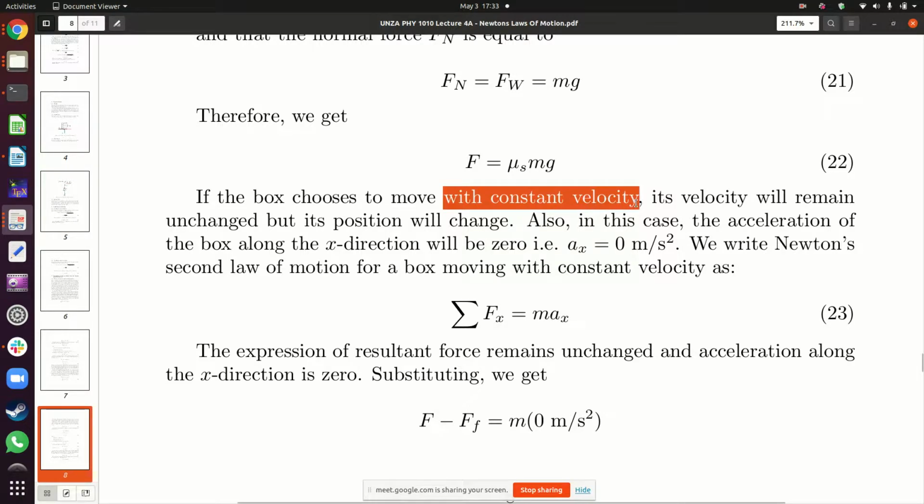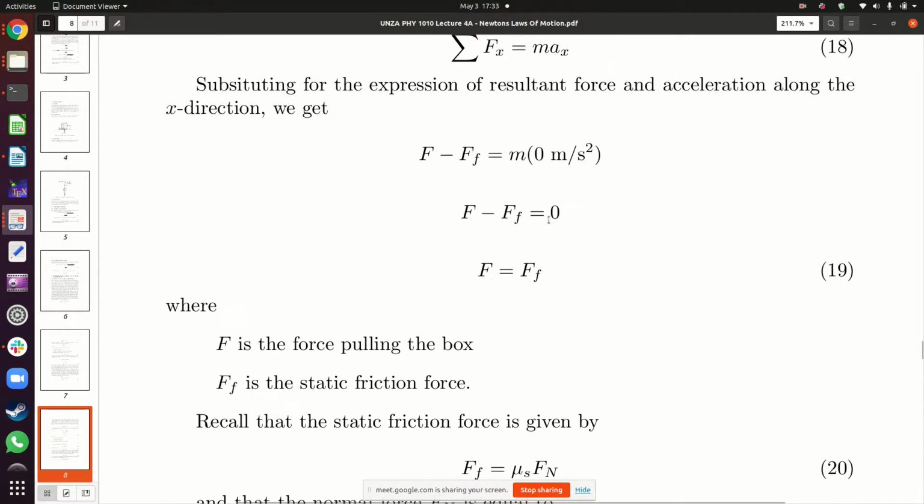You can kindly repeat yourself for static force. Static force? This friction?